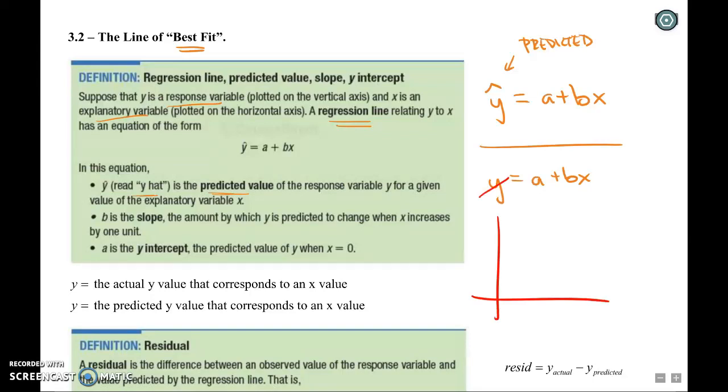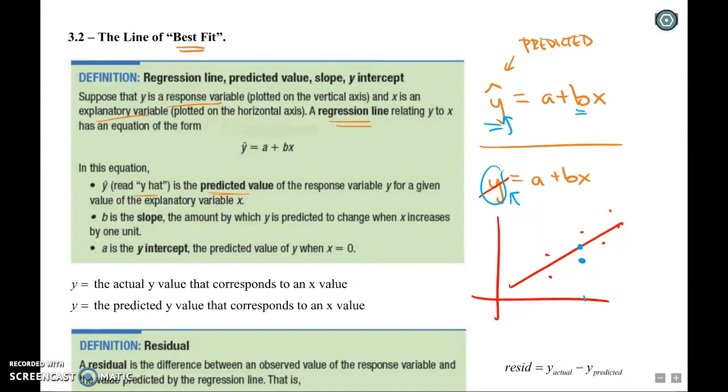When you use a regression line to make predictions, whenever you put in a certain x value, this is my predicted value and this is my actual value. Those are different numbers, so we should have different variables to represent them. This is the predicted value. This is the actual value.